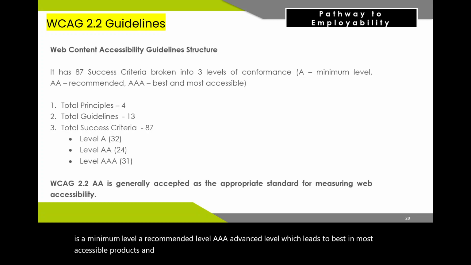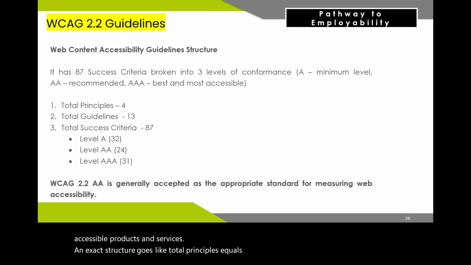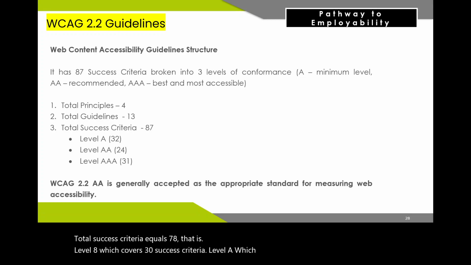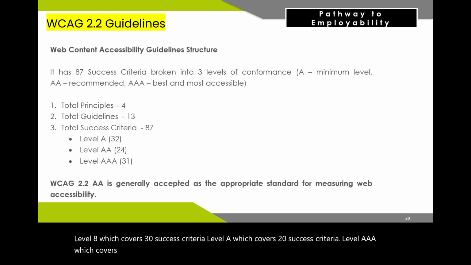An exact structure goes like: total principles equals 4. Total guidelines equals 13. Total success criteria equals 78, that is, Level A, which covers 30 success criteria. Level AA, which covers 20 success criteria. Level AAA, which covers 28 success criteria.